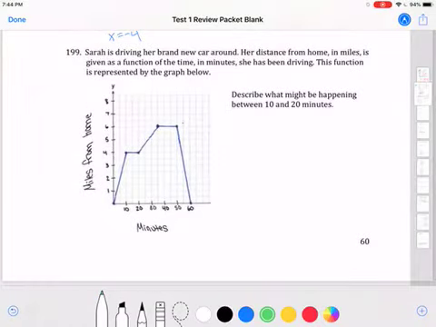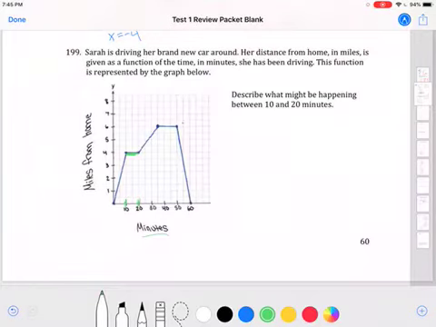All right, let's move on down. For 199, Sarah is driving her brand new car around. Her distance from home in miles is given as a function of time in minutes she has been driving. This function is represented by the graph below. Describe what might be happening between 10 and 20 minutes. So my minutes is down here at the bottom. Between 10 and 20 is this flat line on the graph right here.